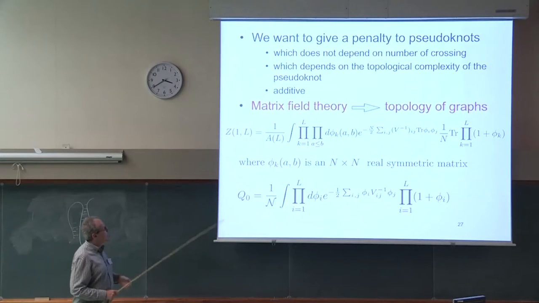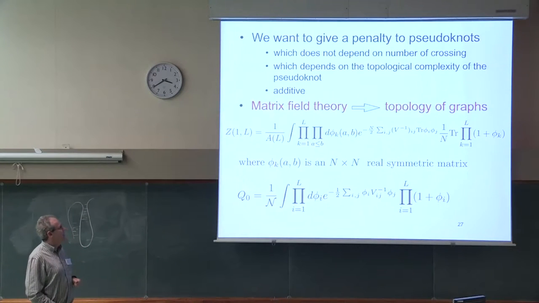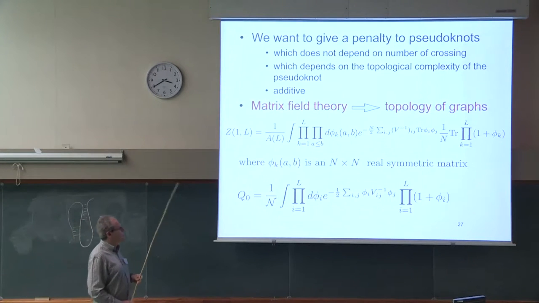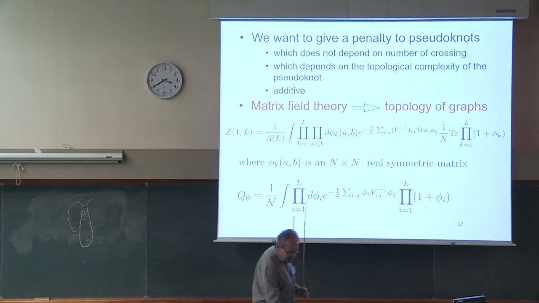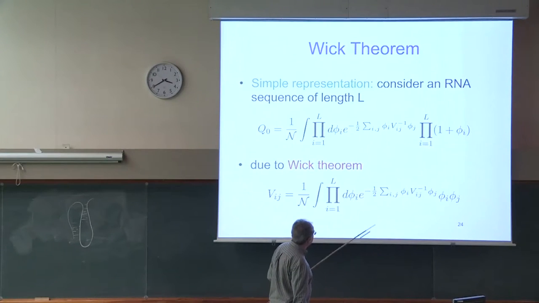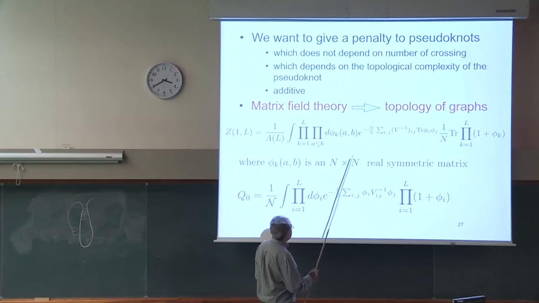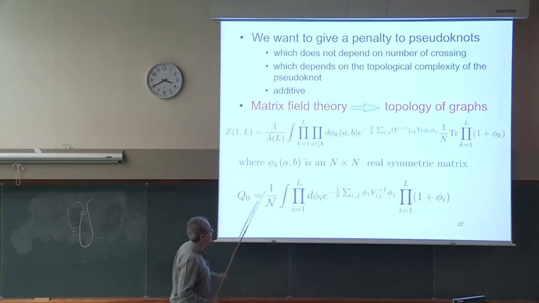So if you want to impose this kind of topological constraints on your theory, what you want to do is to go from the scalar field theory which was before, which was here, and the natural thing to do is to replace it by a matrix field theory where all the phi I, the scalar variable phi I, are replaced by some n by n matrices phi k of A and B.